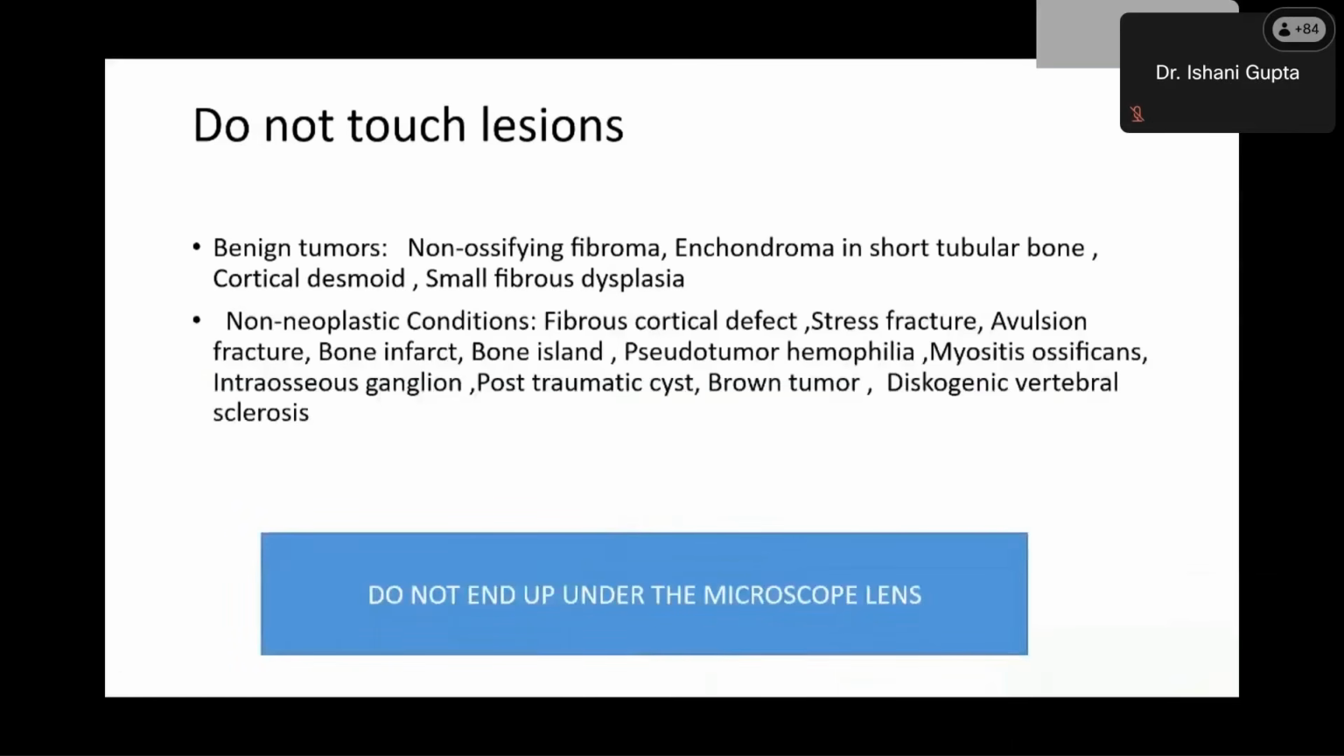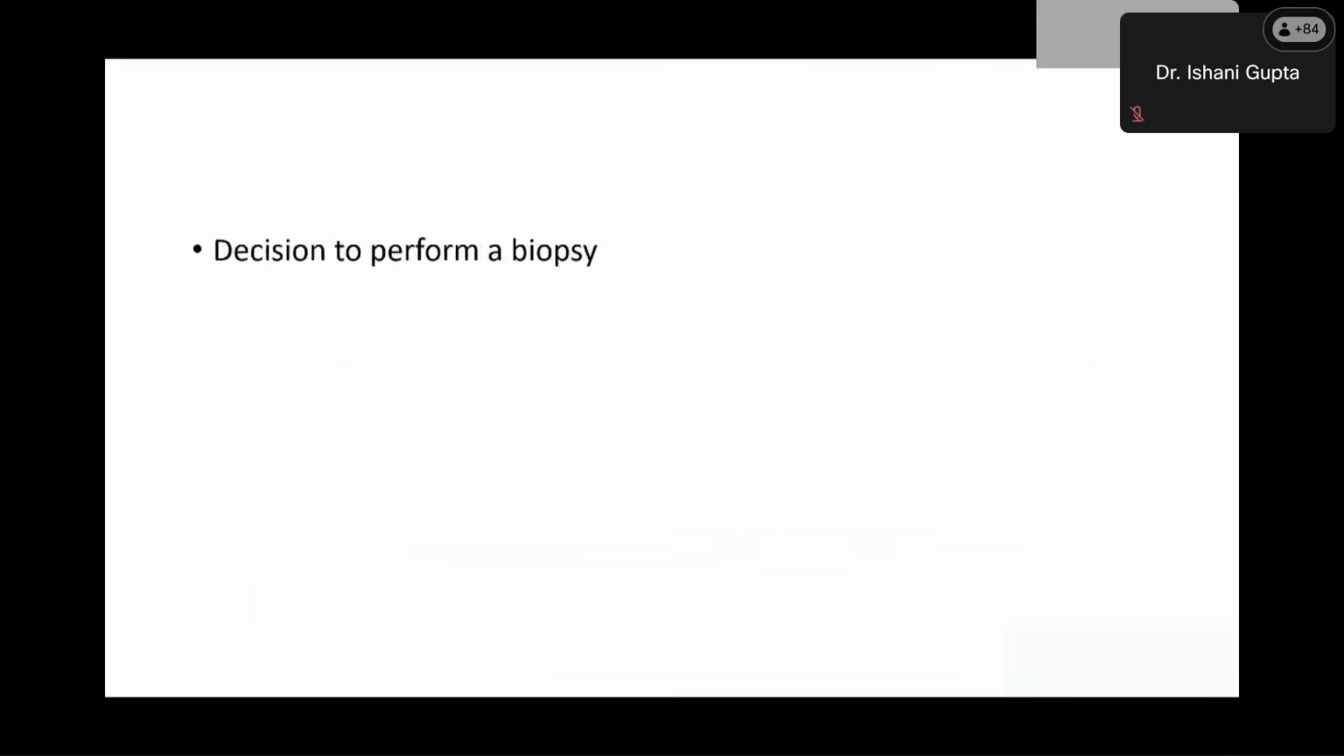So as Dr. Amit said, what is important at this stage is to identify no-touch lesions. So those lesions do not end up under the microscopic lens. These patients are not touched with the biopsy, no biopsy is taken, and there is a long list of these lesions, and the radiologist would filter them out for you, thankfully. So we don't have to really look at them and make the diagnosis of these lesions. And herein, when the do-not-touch lesions are ruled out, a decision to perform a biopsy is taken.